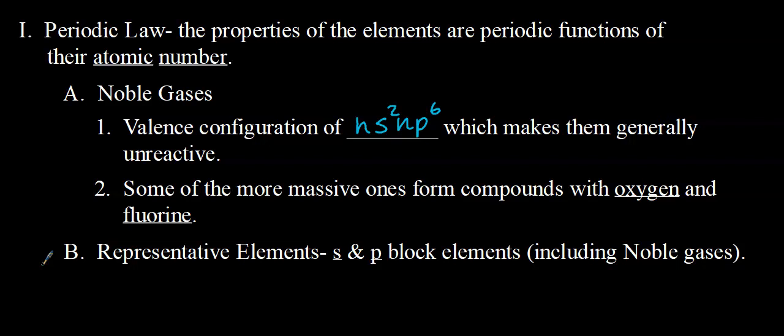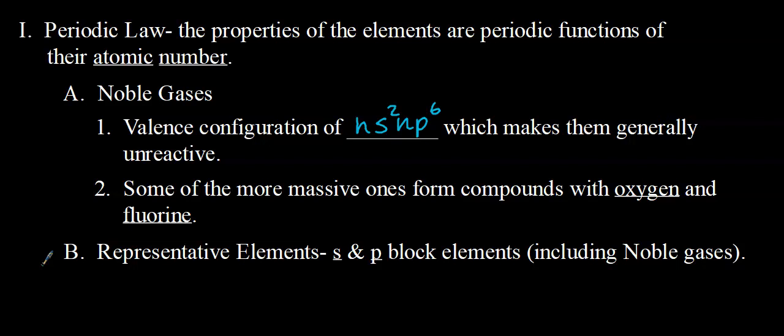For the noble gases, they all have a valence configuration of ns2np6, except for helium, of course. n is the principal number, or energy level or principal level, which makes them generally unreactive. Not that all of the noble gases are unreactive. Some of the more massive ones can form compounds with either oxygen or fluorine.